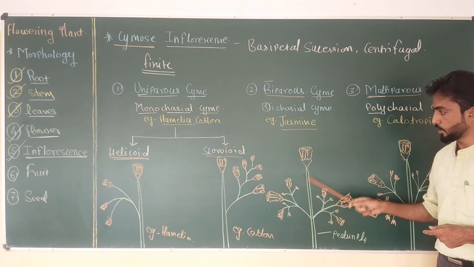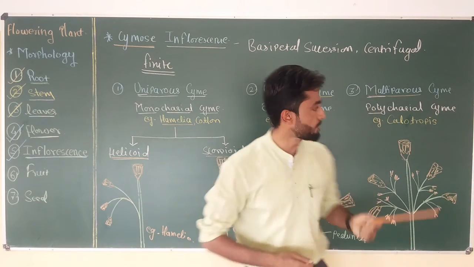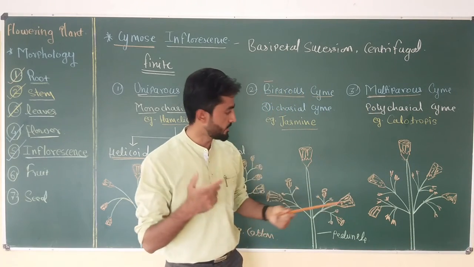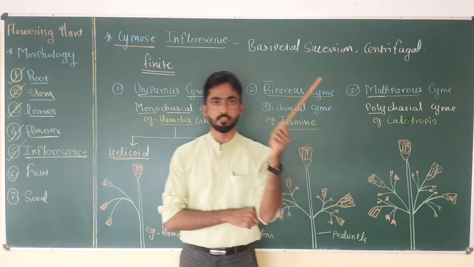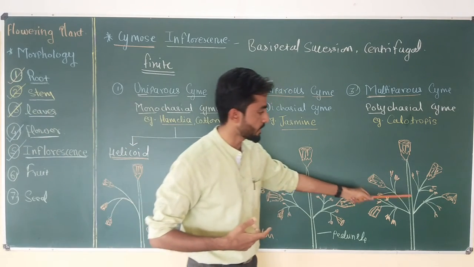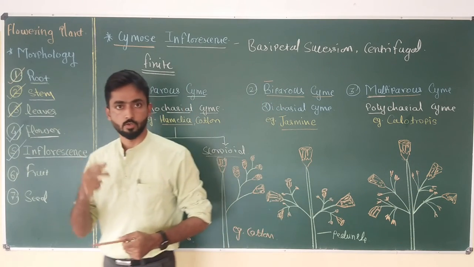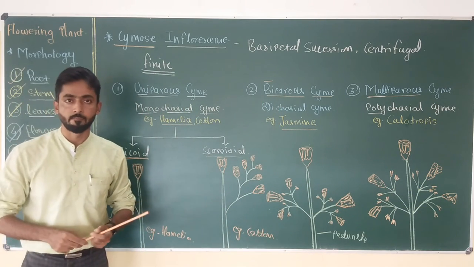and all the branches have flowers younger than the previous branch. And now the last type is multiparous or polychasial. In this case, multiple branches arise from the previous axis. That means the peduncle gives more than two branches, and each branch has multiple branches on it, and each branch terminates in the flower.